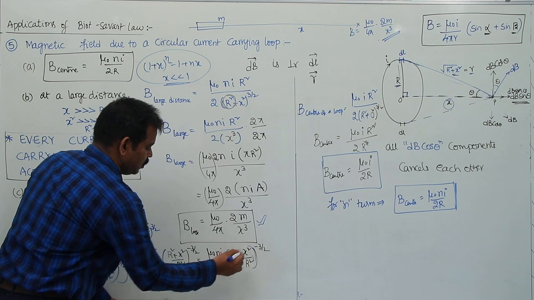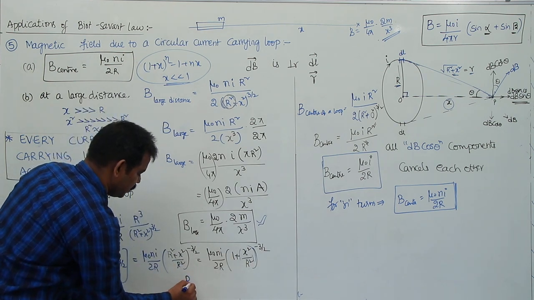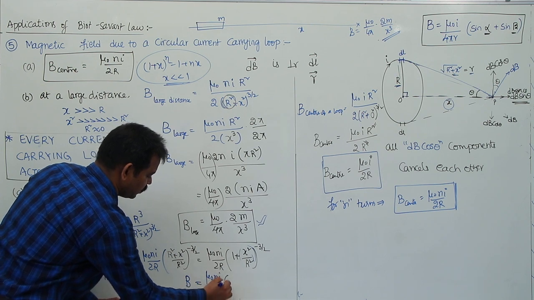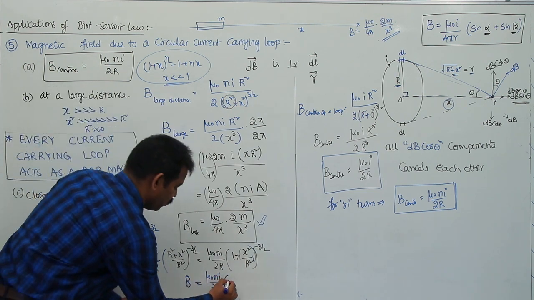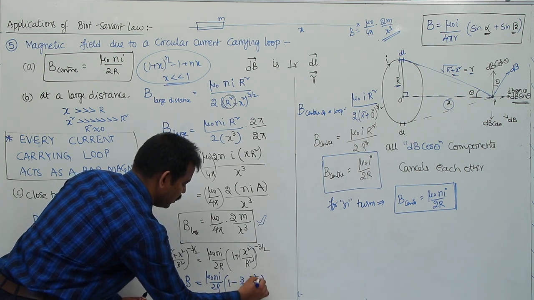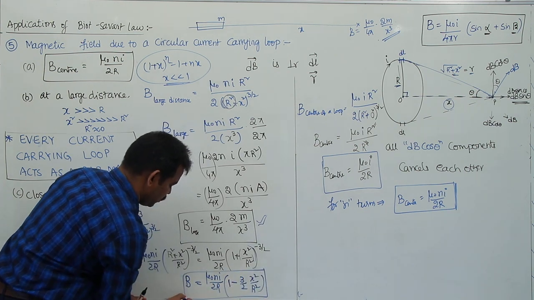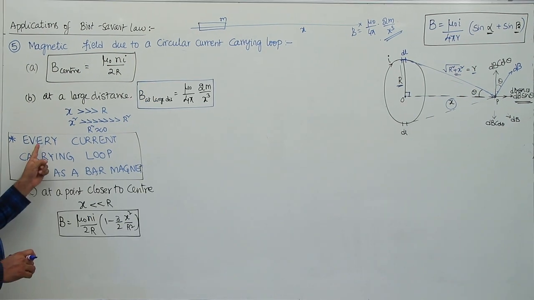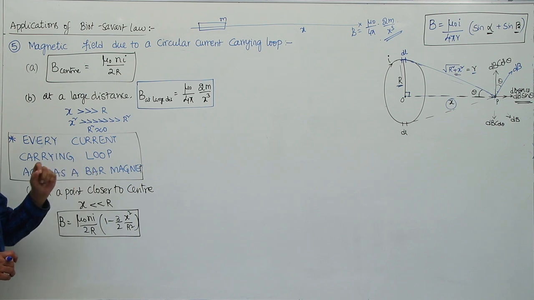As it is very small, you can write the magnetic field at a small distance as mu naught ni by 2r, that is the magnetic field at the center, into 1 minus 3 by 2 into x square by r square. This is the magnetic field on the axis when it is very close to the center. Now, every current carrying loop acts as a bar magnet.